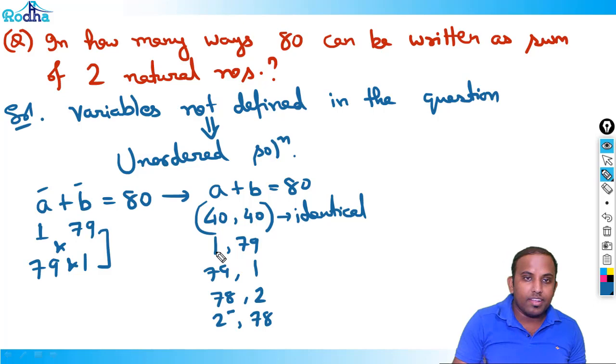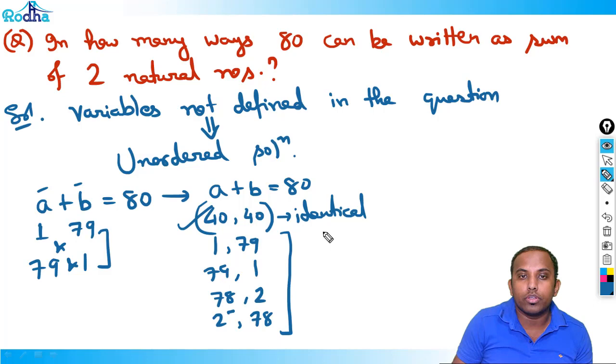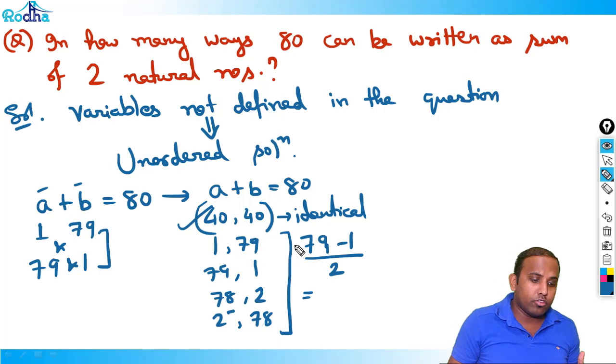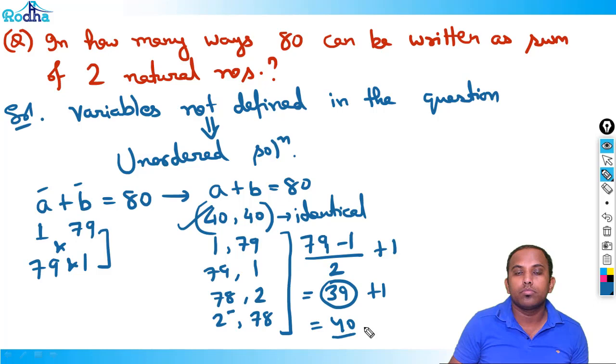In that, one is identical, 40, 40, so remove that 40, 40. What am I left with? Total 1 to 79, there are 79 solutions. Out of that, one is identical, so it should be 79 minus 1 divided by 2. Total 39 unordered pairs I can form, and I have to add that one also for the identical pair. So the answer will become 40. Correct?